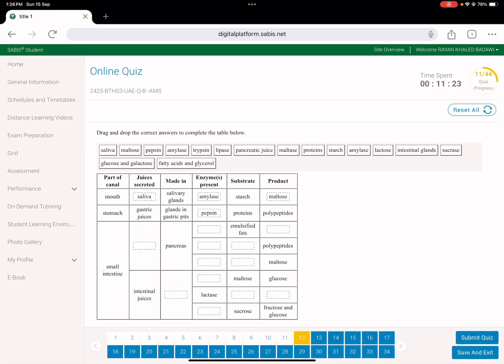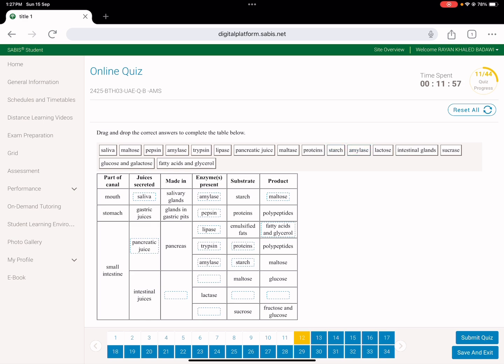Now what is the juice secreted by the pancreas? Of course, it's going to be pancreatic juice. And we have three main enzymes that are secreted: lipase, trypsin, and amylase. But we have to look at the substrate so we know where to put them. Of course, we're going to put trypsin here. It breaks down proteins into polypeptides, while lipase breaks down emulsified fats into fatty acids and glycerol. And finally, we have amylase, which breaks down starch into maltose.